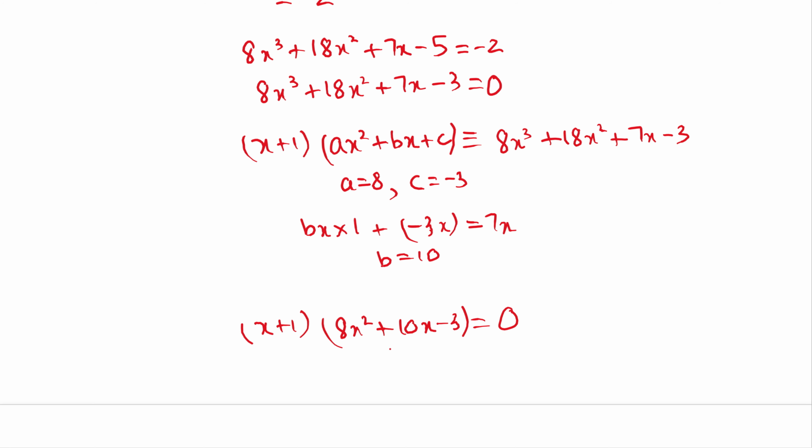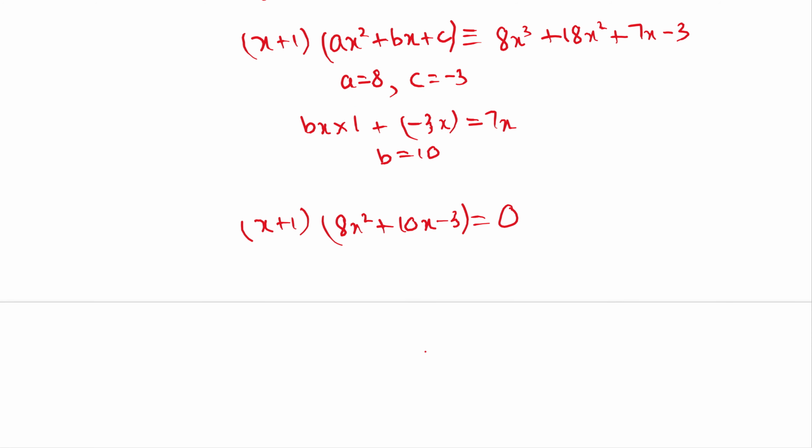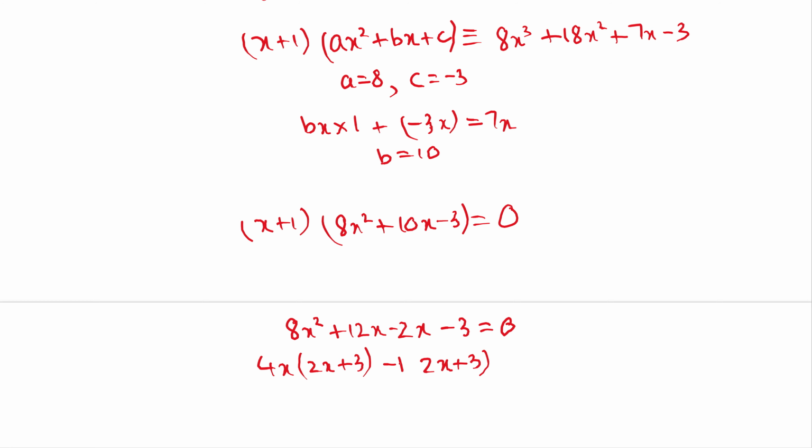Now to solve this quadratic, we can use middle term splitting. So this will be 8x squared plus 12x minus 2x minus 3 is equal to 0. I'm solving this quadratic first. From this, we can take 4x common, so this will be 2x plus 3. And from this, I can take negative 1 common, so this will be again 2x plus 3, and this is equal to 0. Now from here, I can take 2x plus 3 common. So this is (4x minus 1) multiplied by (2x plus 3) is equal to 0.